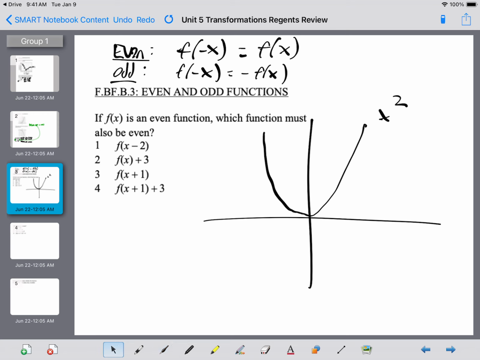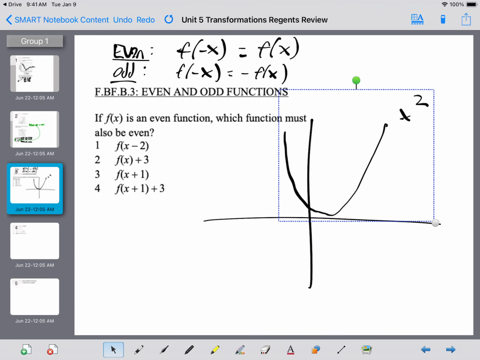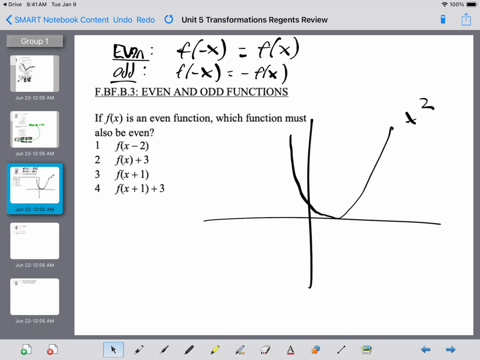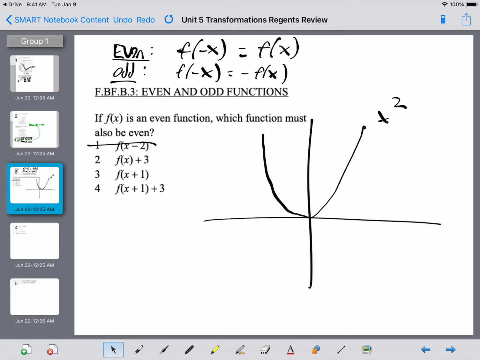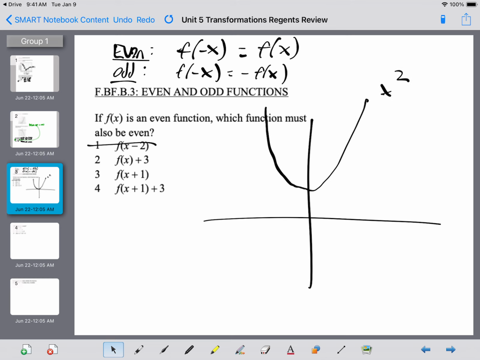If I shifted that right 2, would that still have symmetry over the y-axis? No. So it's definitely not 1. What about, so I'm going to move that back, what about if I move it up 3? Is that going to affect its symmetry over the y-axis? No. So that would still be even.